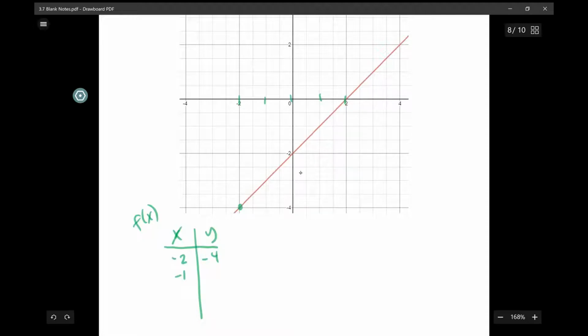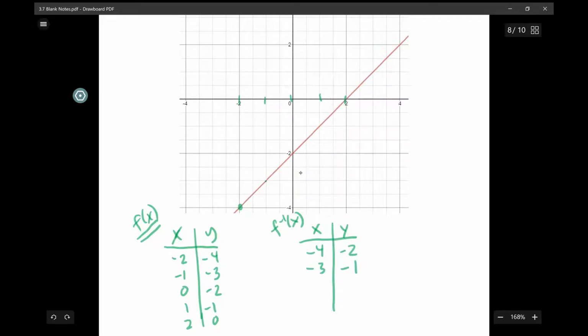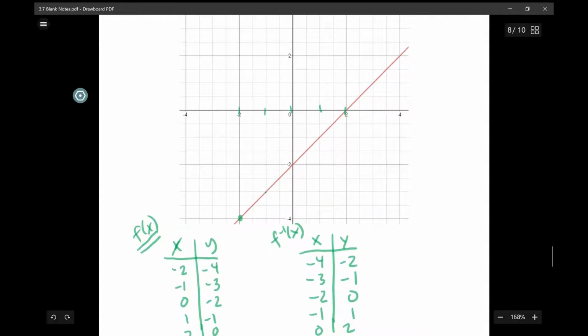-2 goes to -4. -1 goes to -3. 0 goes to -2. 1 goes to -1, and 2 goes to 0. So that's f of x. That means for f inverse of x, I just need to swap these. So -4, -2; -3, -1; -2, 0; -1, 1; 0, 2. I'm just going to double check that because it's really easy to mess these up. That looks good. All right, let's plot these points.